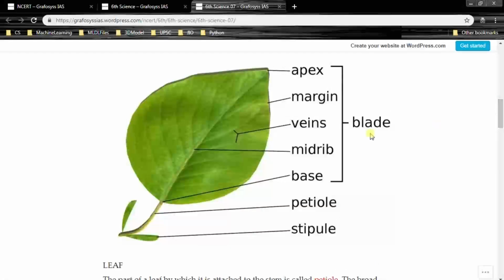So let's have a look at a leaf. So this is the apex, margin, veins. It is same like blood veins in our body, and this is midrib, the middle one, which is from here to here. This is midrib, and this is the base one, and petiole, below base, this is petiole, and here it is stipule, right?